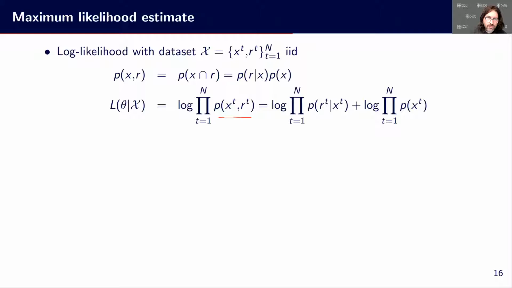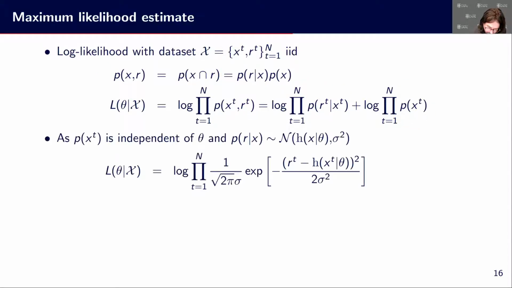We are first converting the p of xt, rt as what we have here. So we are converting this into that. This is the same thing. We have this component, which is the first element, and that component, which is the second one, which is the expansion of p of xt, rt into p of rt given x, times p of x. As p of xt is independent of theta, we don't care about this here because it has nothing to do with the parameterization. We know also that p of rt given x is following a normal distribution. We just showed that on the slide before.